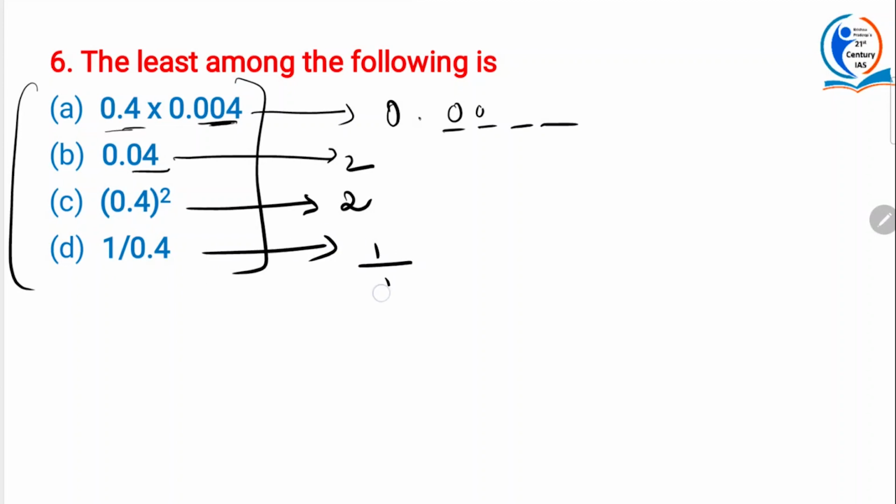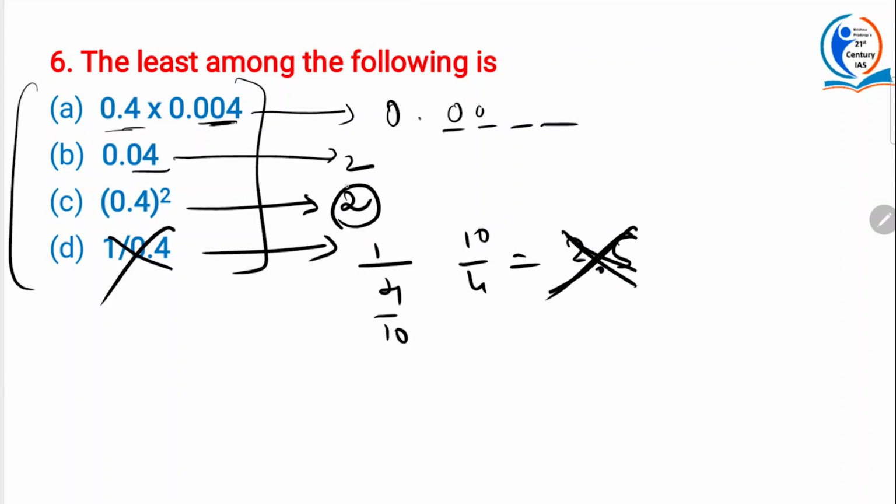Here how many will you get? 1 by 0.4 means 10 by 4. So, 10 by 4 is how much? It is 2.5. So, this is not at all the answer. Alright. Now, here also you are getting 2 decimal places, 2 decimal places. However, you are getting 4 decimal places here. So, the more the number of decimal places without any digit here, that will be the least one. Okay, so A is the answer.